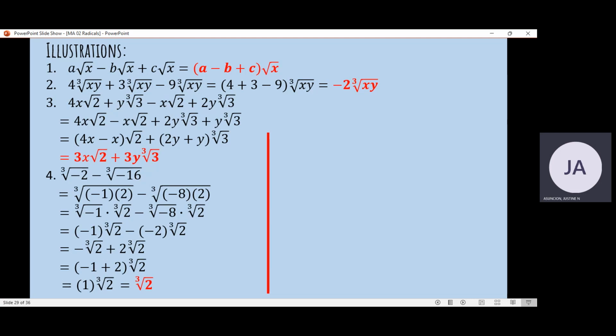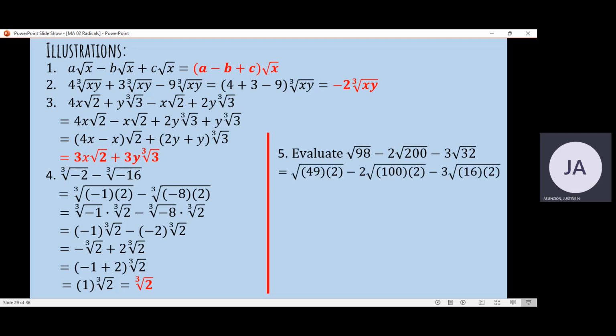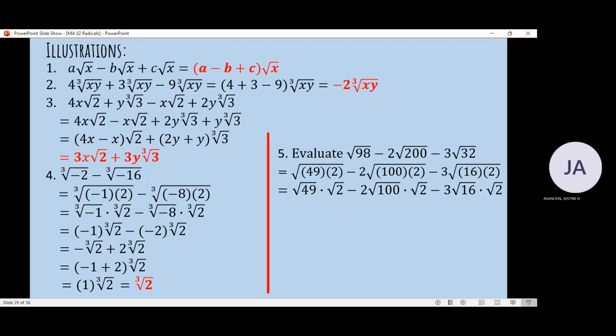Another example. Let's try to evaluate this: square root of 98 minus 2 square root of 200 minus 3 square root of 32. Again, let's utilize the laws of radicals. Here, 98 can be expressed as 49 times 2, 200 can be expressed as 100 times 2, and 32 can be expressed as 16 times 2. So we have the square root of 49 times the square root of 2, minus 2 times the square root of 100 times the square root of 2, minus 3 times the square root of 16 times the square root of 2.